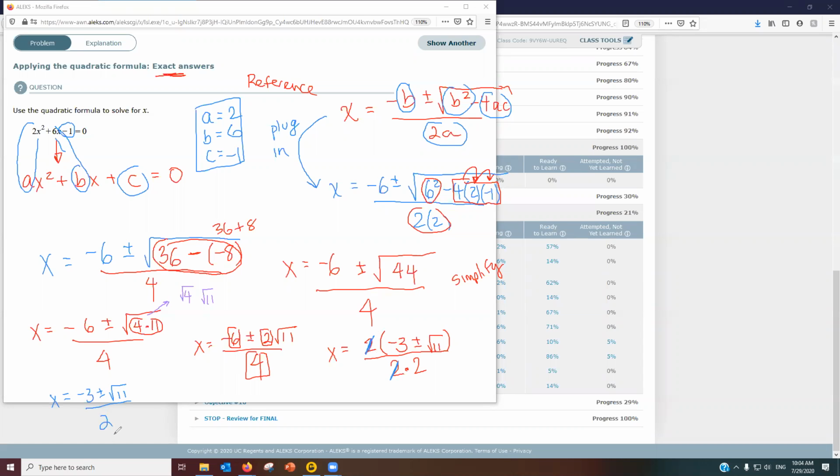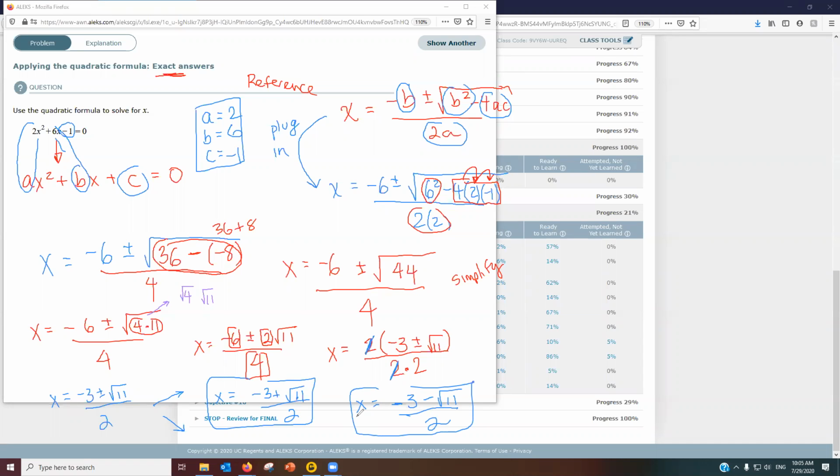But Alex is going to want me to enter these as 2 separate answers. So I'm going to break this up into 2 answers now. The first answer is going to be when I use the plus sign. The second answer is when I use the minus sign. So these are the 2 solutions we came up with using the quadratic formula.